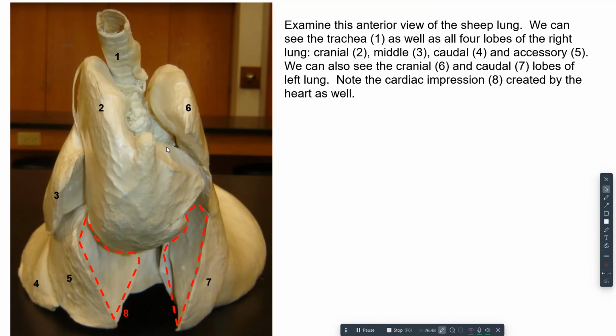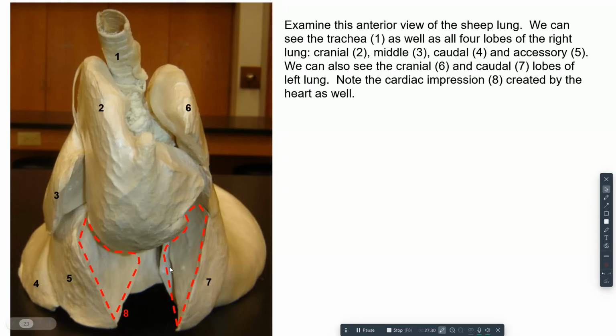Okay, if we look at the front, we can still see the trachea. I've got my right lung over here where 2 through 5 are, and my left lung over here where 6 and 7 are. Let's do the left lung. It's a little bit easier. There's a cranial lobe and a caudal lobe. Then on the right, I've got my cranial lobe up here. And then I'm also going to have a middle lobe, my caudal lobe, and an accessory lobe as well. So my right lung is a little bit more involved in the sheep.